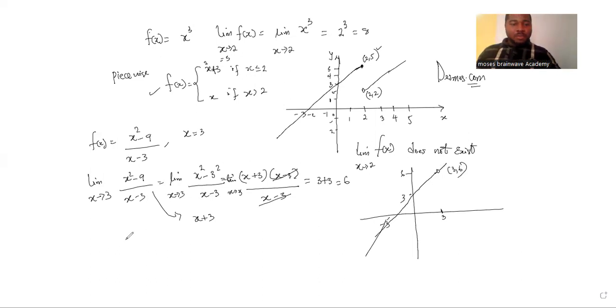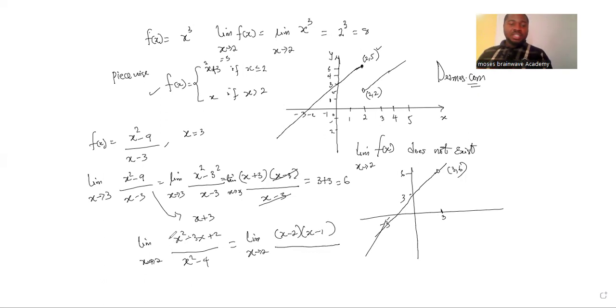Fantastic. Let's take one more. We have the limit as x tends to 2 of the function x squared minus 3x plus 2 over x squared minus 4. Clearly, if we put 2 here, it is undefined, so I can factor the numerator and the denominator. Factoring the numerator, I'm going to have x minus 2 and x minus 1. You can check the video on factorization, but it's simple. Since the coefficient here is 1, I just look for two numbers that multiply to get 2 and add to get minus 3. They are just minus 2 and minus 1.